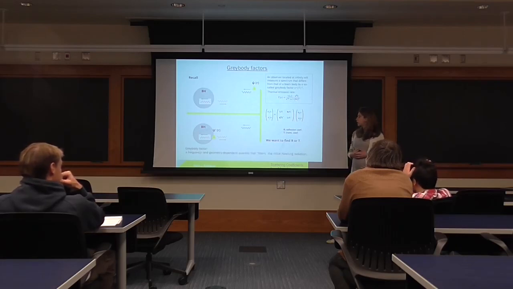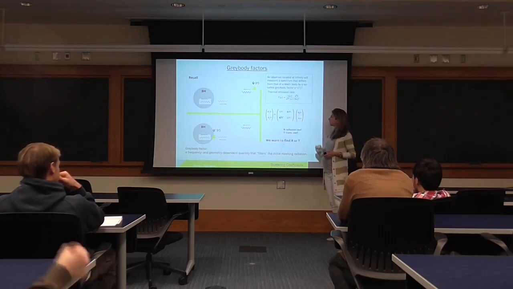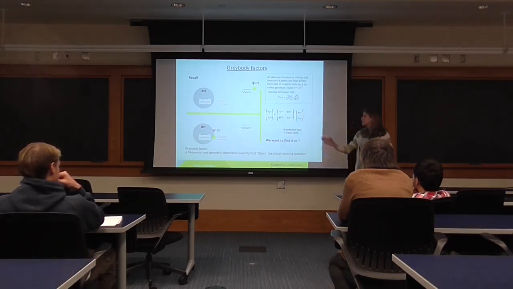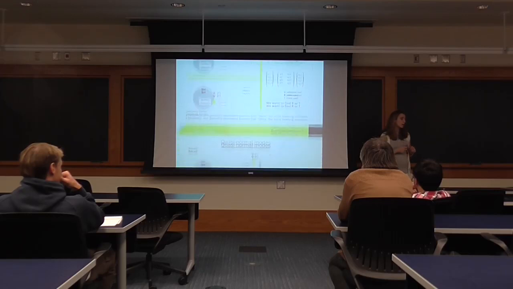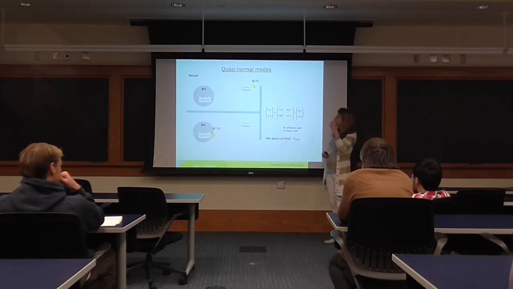So that's something that is defined like that. Once we get the transmission coefficient, for example, we can compute the gray body factors. The gray body factor is just a frequency-dependent quantity that filters, if you want, the initial Hawking radiation. So this is the definition of one thing that is interesting. And I will now define the other thing that we can find, which comes from a different set of boundary conditions for the same problem, which define what are called the quasi-normal modes.